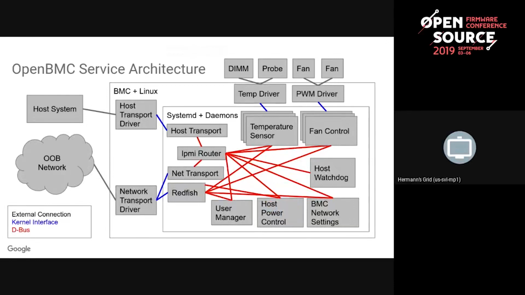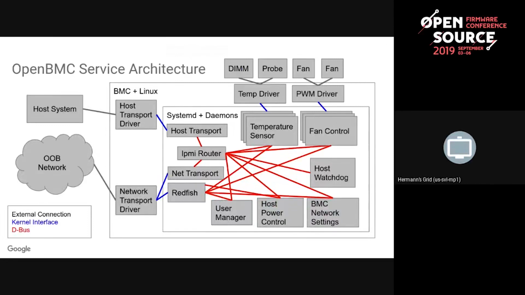And then you have network settings and user manager. These are also things that live on the BMC, but they have a sort of mutable state associated with them. So when the user or the external agent on the host system comes in and wants to change the BMC's network configuration, it will eventually get written through the IPMI router into that BMC network settings daemon, and that will persist something onto the disk.